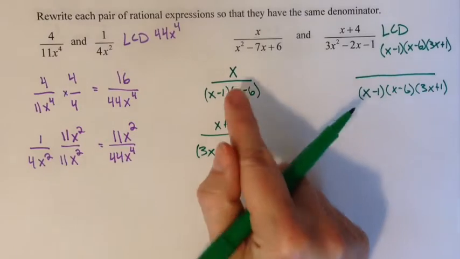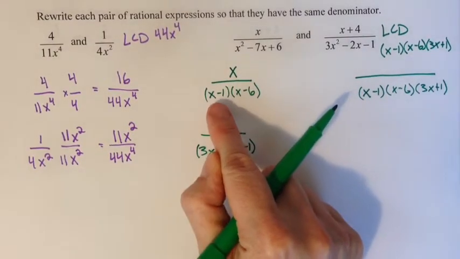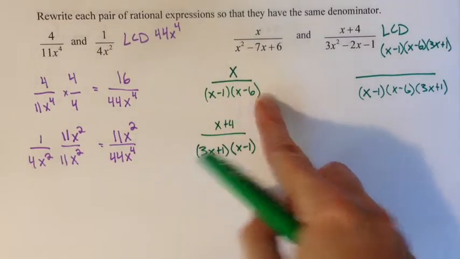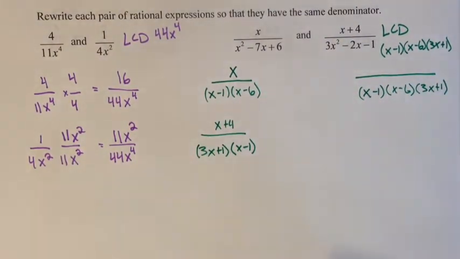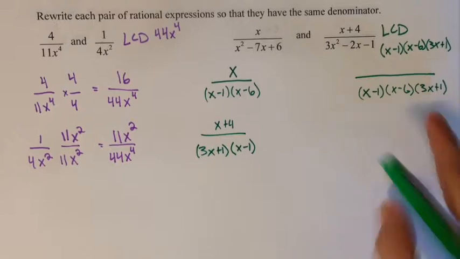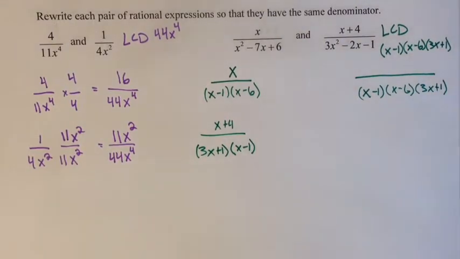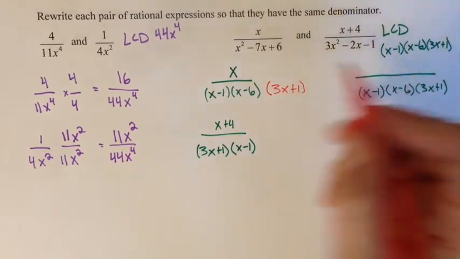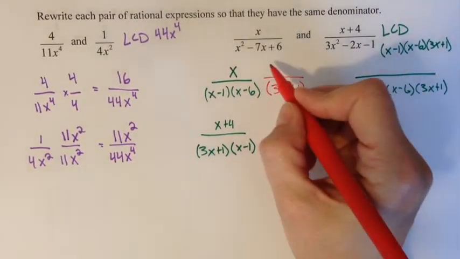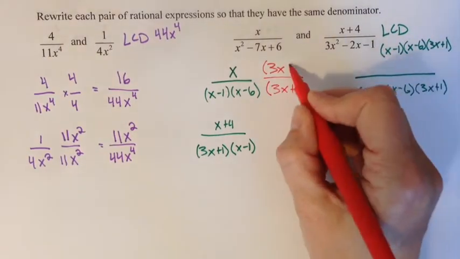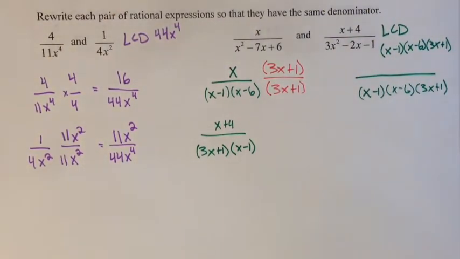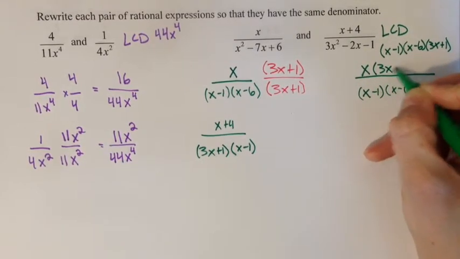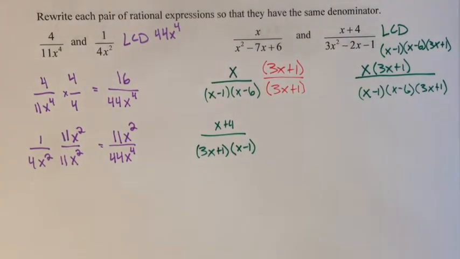So I start by looking at my original fraction, x over (x minus 1)(x minus 6), and I think, what do I need to multiply this by to get this thing over here? Well, it's only missing one piece. It's only missing the 3x plus 1. So I multiply by 3x plus 1. But whatever you do to the bottom, you've got to do to the top of the fraction to keep it balanced. So I'll multiply across here and get x times (3x plus 1) as my new numerator.